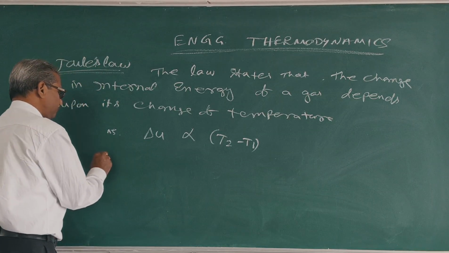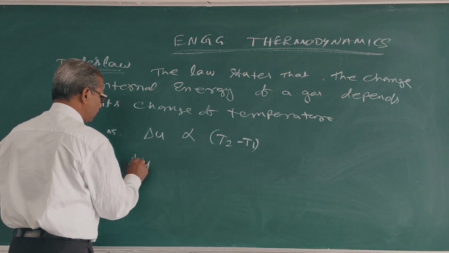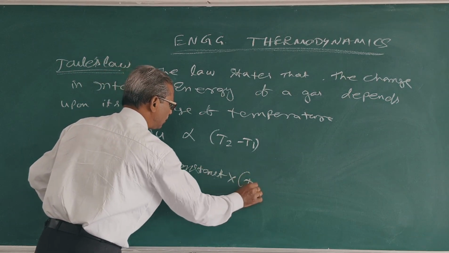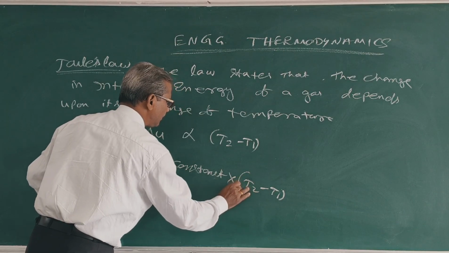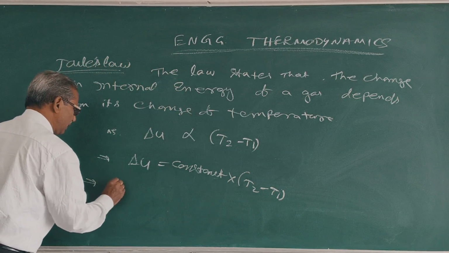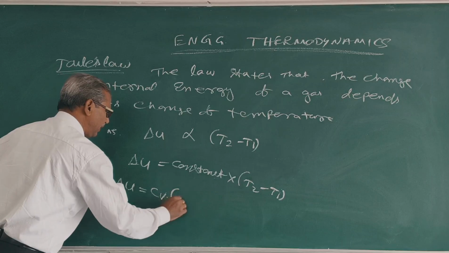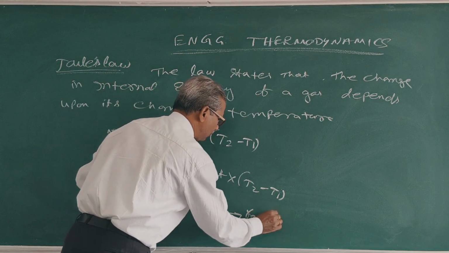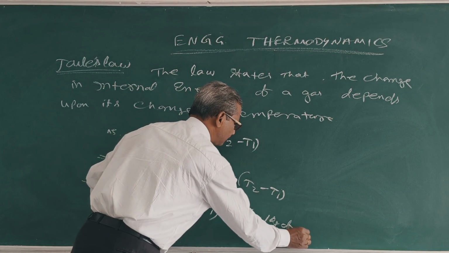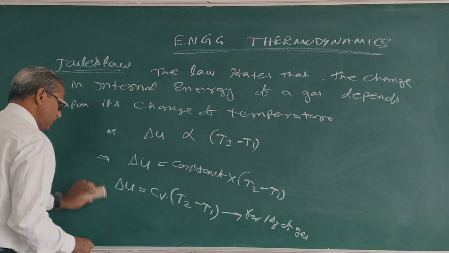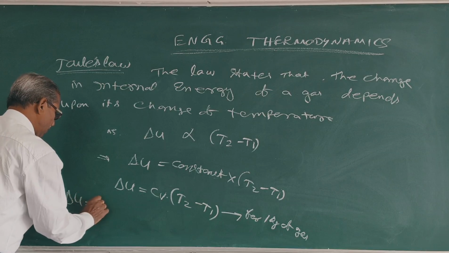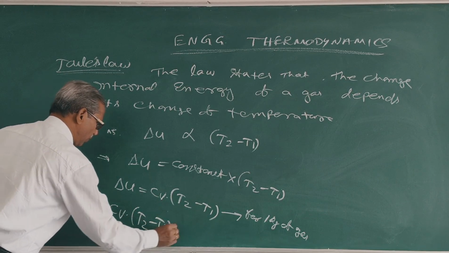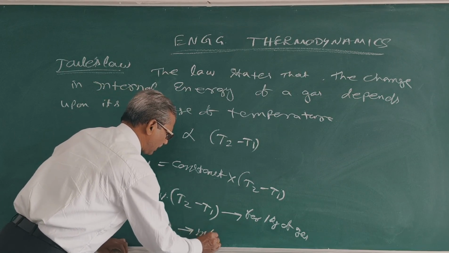This implies delta U is equal to constant into T2 minus T1. This implies del U is equal to Cv into T2 minus T1. This is for 1 kg of gas, and del U is equal to m Cv T2 minus T1 for m kg of gas.